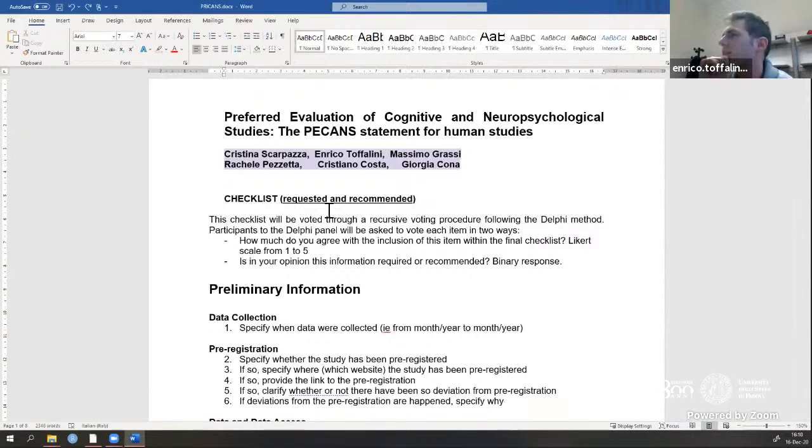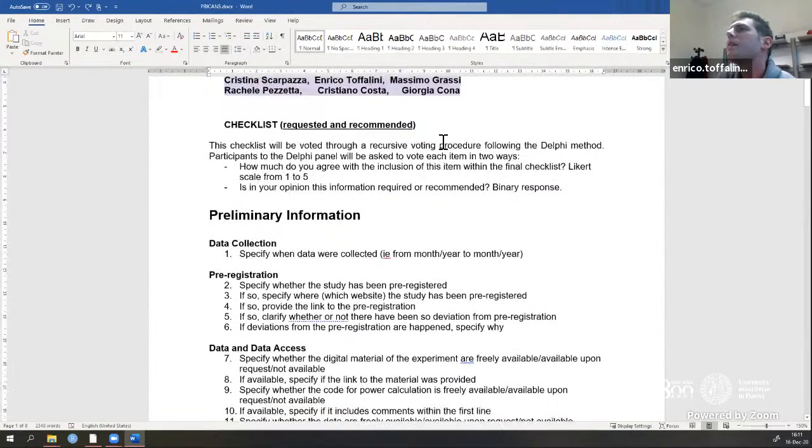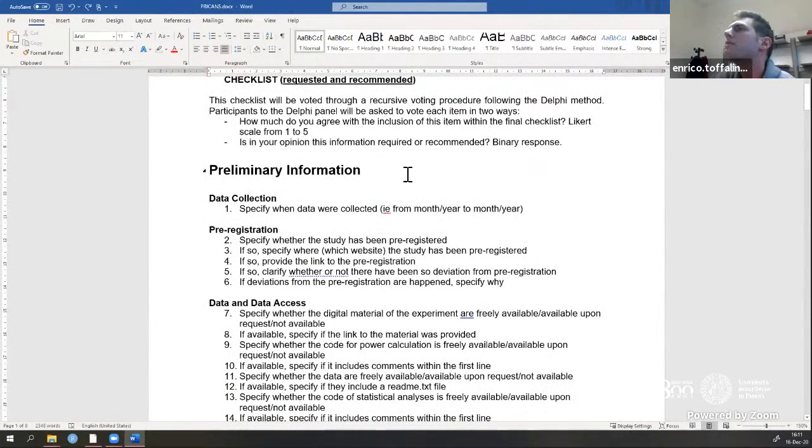Actually, Cristina is the expert of the Delphi method. It is a recursive procedure that goes through several rounds of voting in which the experts we will contact have to decide whether each of the items is important, how important they are, and so on. And we also tried to divide the items between the required ones and the recommended ones. So here are some examples which we'll go through.